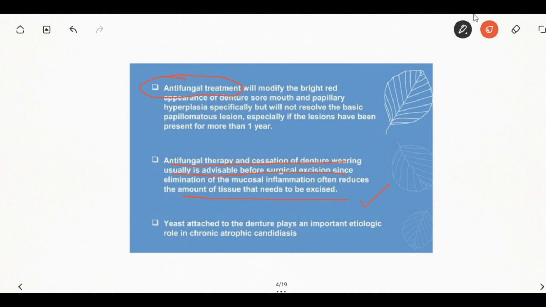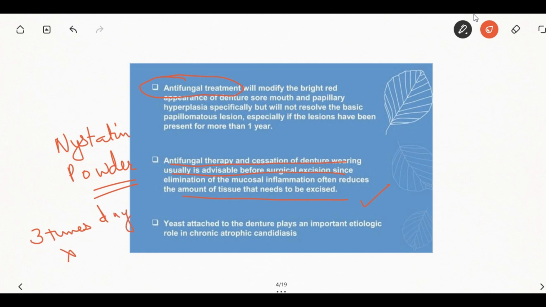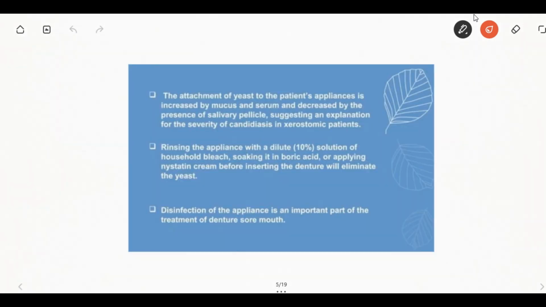Now what comes under the treatment part? In the treatment part, you can give antifungal therapy. In the antifungal therapy, you can consider nystatin tablets that are allowed to dissolve in the mouth 3 times a day for 14 days. That will treat the denture stomatitis. Nystatin powder can be placed on the fitting surface of the denture 3 times a day. That will give a good result. In case the denture fits poorly, then the construction of a new denture can be made.